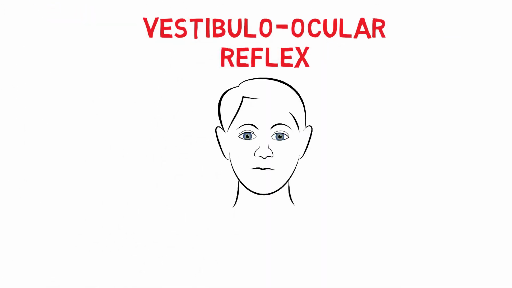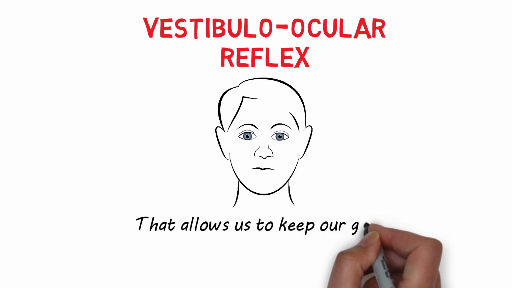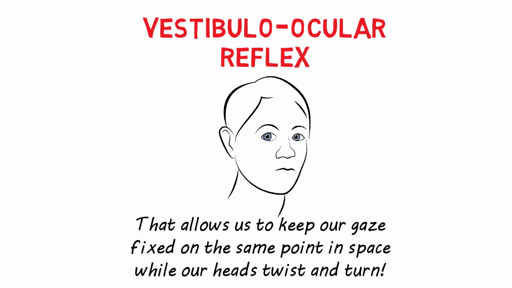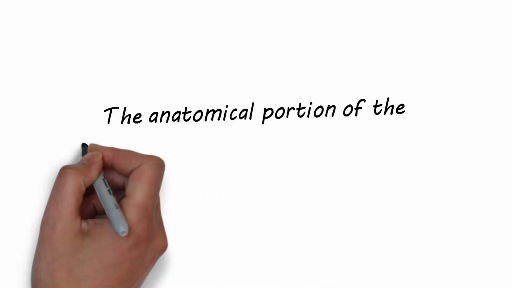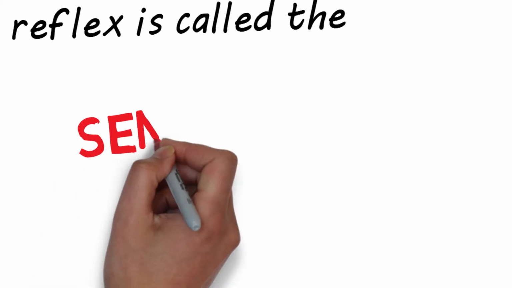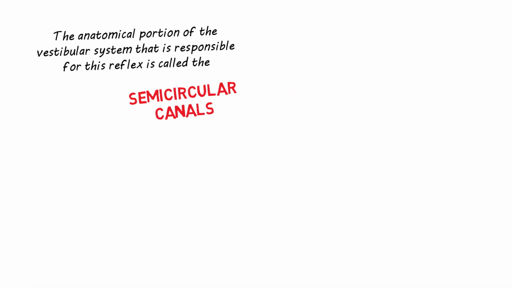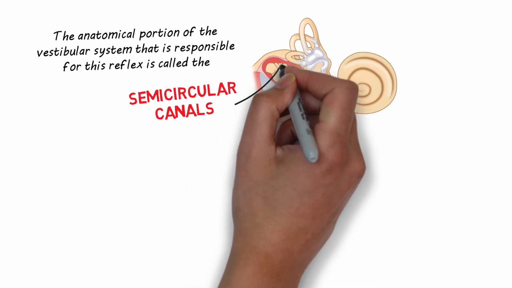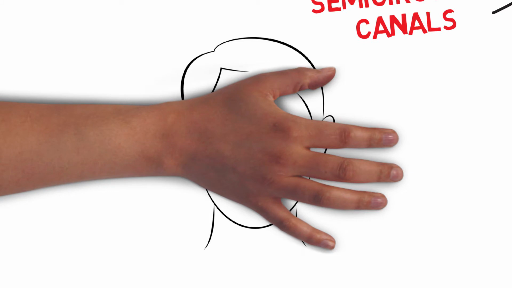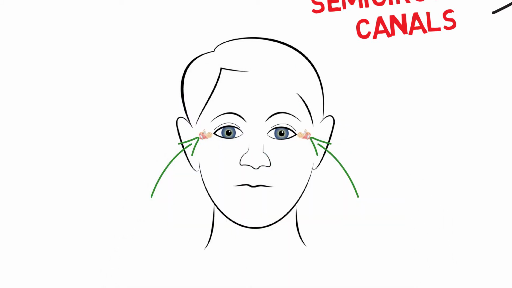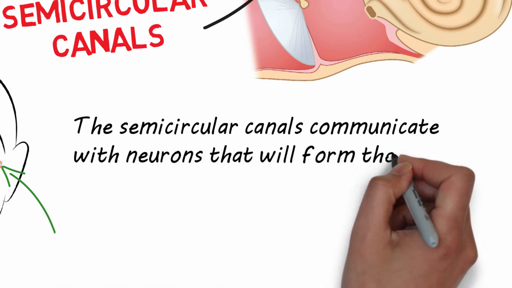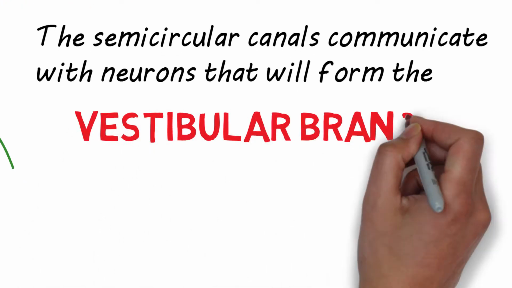The vestibulo-ocular reflex allows us to keep our gaze fixed on the same point in space while our heads twist and turn. The anatomical portion of the vestibular system that is responsible for this reflex is called the semicircular canals. A set of them exist in the inner ear on each side of our heads. The semicircular canals communicate with neurons that will form the vestibular branch of cranial nerve 8.